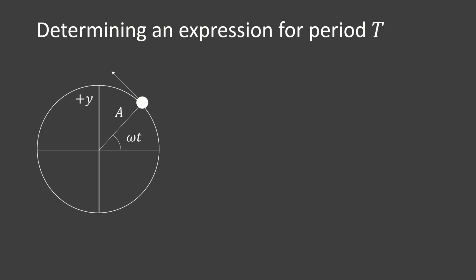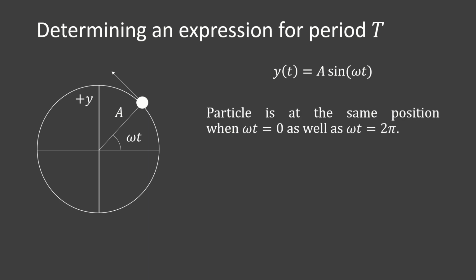Now, the goal is to find an expression for the period T. In periodic motion, period T is the time it takes for an object to return to its original position in its repetitive motion. So we get one cycle of repetitive motion, and the time it takes to complete that is the period T. In this case, the period of a particle moving around in a circle is the time it takes to return to the same angle, because by then it would have repeated its motion. So we return to the function y of t is equal to a sine omega t, and we have to take note of certain properties of the sine function.